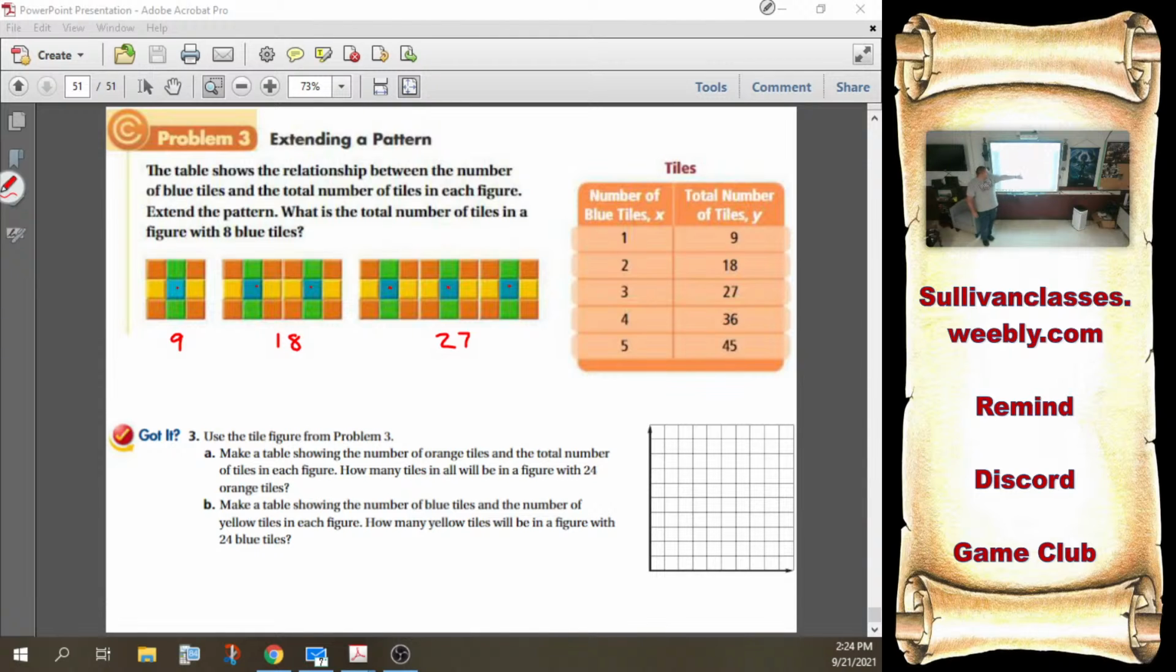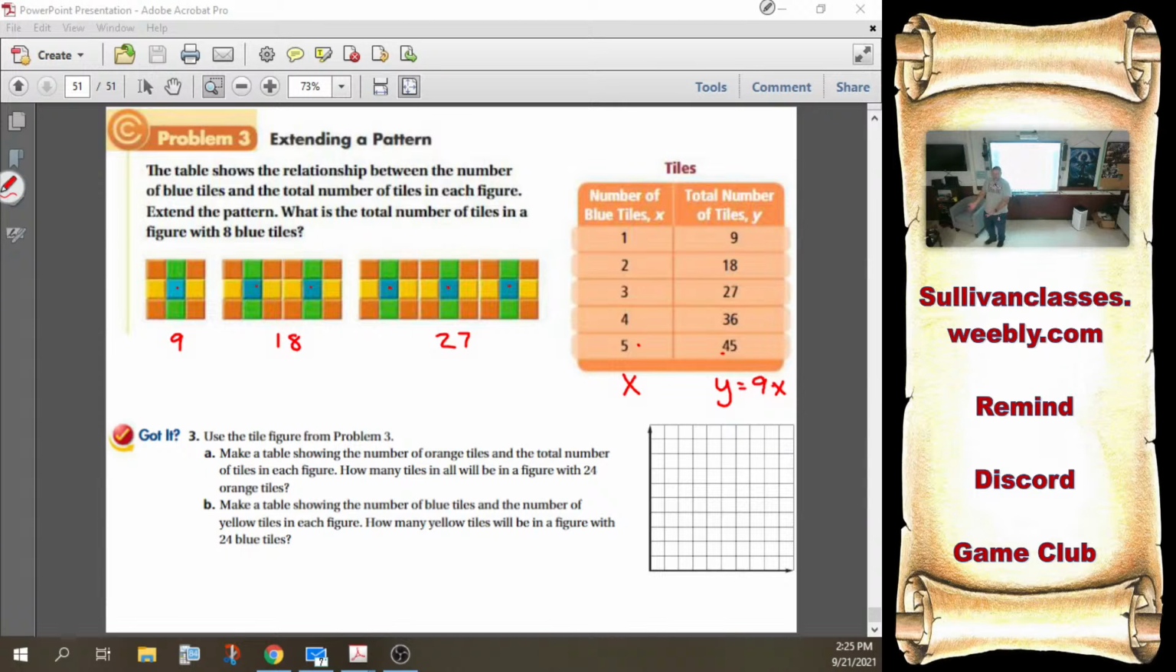Adding 9. So I can use that to keep this going. What is the total number of tiles in a figure with 8 blue tiles? Well, maybe I can turn this into an equation now. What do I do to this number to get this every time? Multiply it by 9. So I could say, here's x, y is 9 times x.